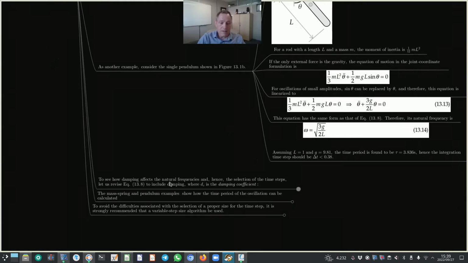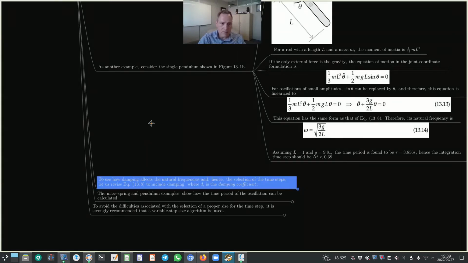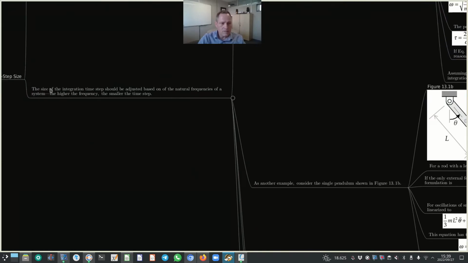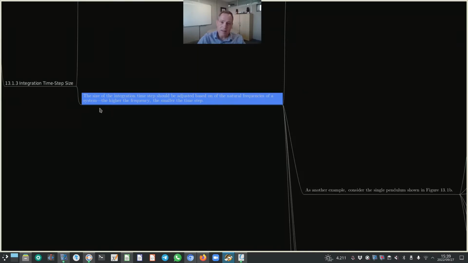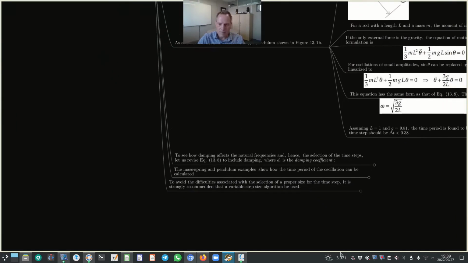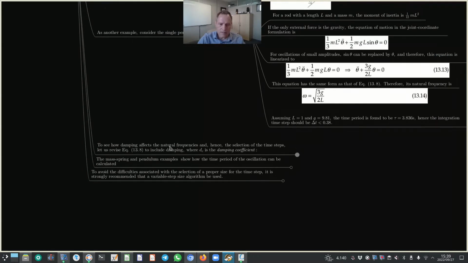Alright, now to see how damping affects the natural frequencies, remember, just to recap, so we are busy with integration time step, and the size of the integration time step should be adjusted based on the natural frequency of the system. Okay, and this is now fixed integration time steps. In a little bit we'll talk about adjustable or adjusted time steps, which is obviously much more efficient to use. Okay, but this is just some background, so please bear with me. Okay, let's look at the effects of damping on the natural frequencies and hence the selection of the time steps.